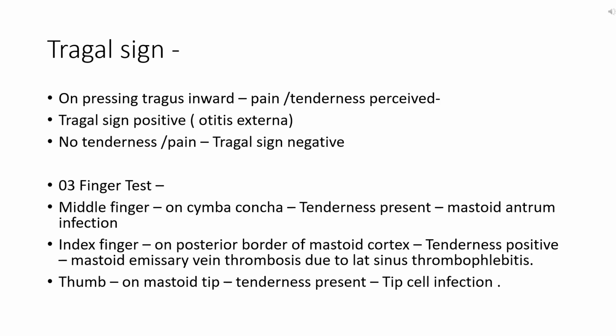Next is the three finger test. In this, basically, we will examine the ear with the help of three fingers. One is the middle finger, second is the index finger, third is the thumb. So we will place the middle finger on the cymba concha. If the tenderness is present, it indicates infection of the mastoid antrum. And if we place the index finger on the posterior border of the mastoid cortex, if the tenderness is present, it will indicate most likely thrombophlebitis of mastoid emissary veins. And if we place the thumb on the mastoid tip and the tenderness is present, it will indicate mastoid tip cell infection. So that is the importance of the three finger test.